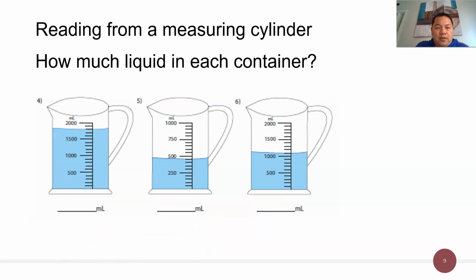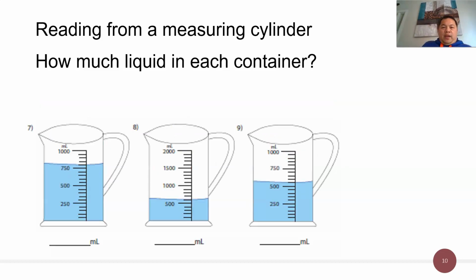Let's move on. Next one, in this case every gap is 100. So for this case is 1800 ml. This one, each gap is 50. So this is actually 450 ml. This one, each gap is 100 ml. So this is actually 1100 ml.